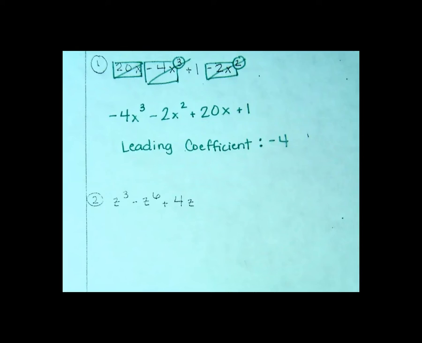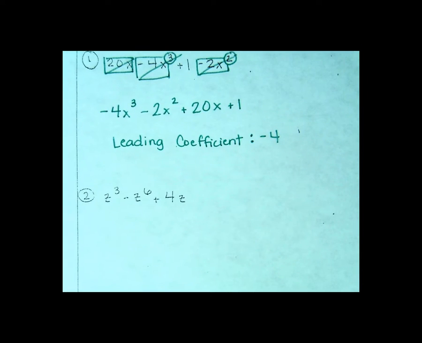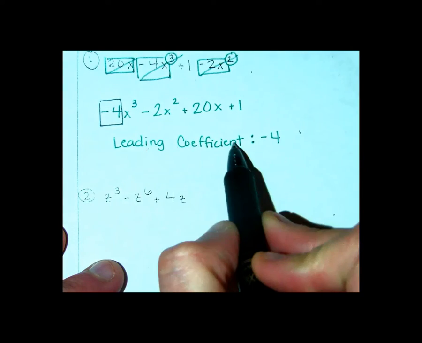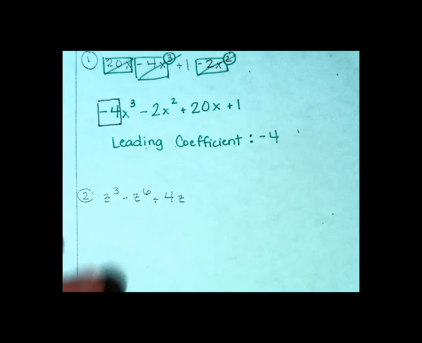Number 2. Yes. For the leading coefficient? Negative 4 is the leading coefficient because coefficient means the number in front of x. And since it's leading, it's the very first number in front of the variable. So it's right there.